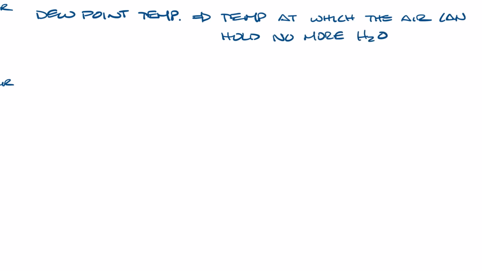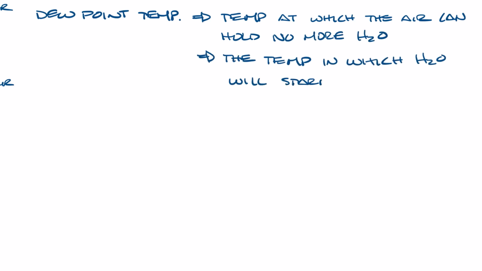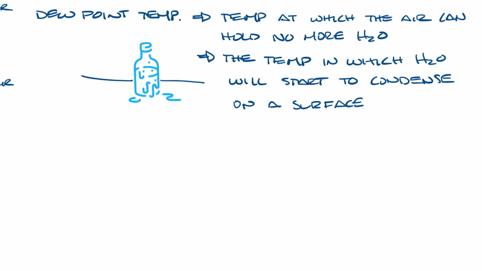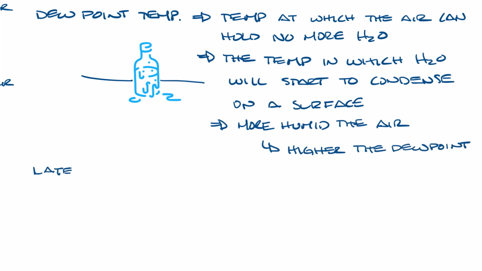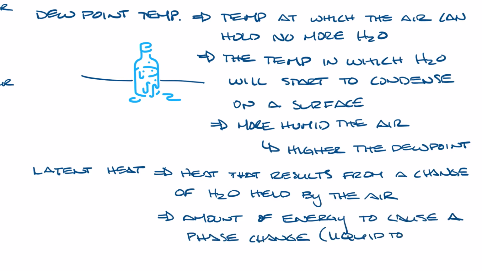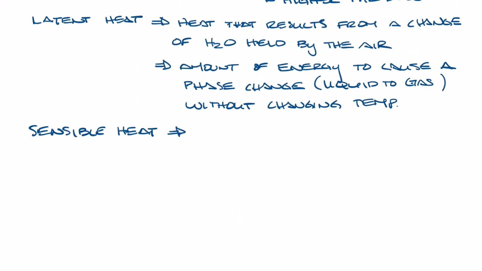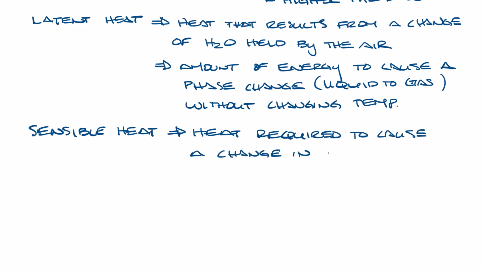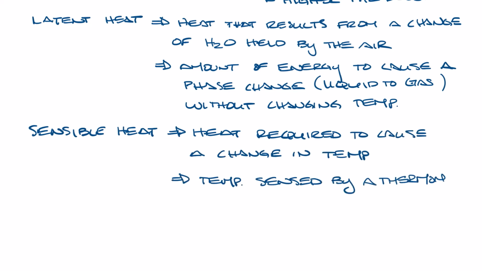And move this up again. Next is dew point temperature. This is the temperature at which air can hold no more water vapor. In other words, it's the surface temperature at which moisture will begin to condense on a surface. The more humid the air, the higher the dew point temperature. Next, we have latent heat. This is the heat that results from a change in the amount of moisture held by the air. It's the amount of energy needed to cause a phase change, like from liquid to gas, or vice versa, without changing the actual temperature. Make a little bit more room. And then there's sensible heat. This is the heat required to change the temperature. This is the temperature sensed by a standard thermometer.